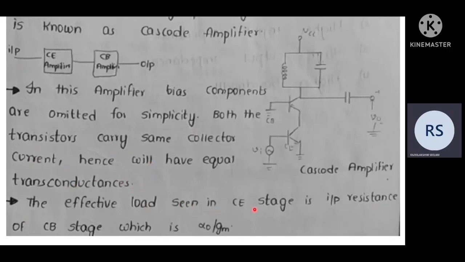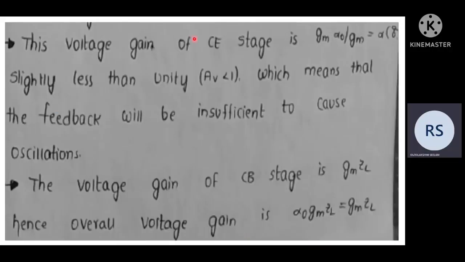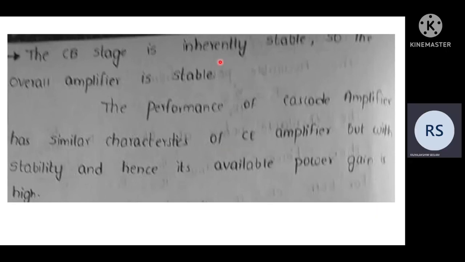The effective load seen by the CE stage is the input resistance of the CB stage, which is alpha naught by GM. So the voltage gain of the CE stage is GM times alpha naught by GM, which equals alpha, slightly less than unity. AV is less than 1, which means feedback will be insufficient to cause oscillations. The voltage gain of the CB stage is GM ZL. Hence the overall voltage gain is alpha naught into GM ZL, which equals GM ZL. The CB stage is inherently stable, so the overall amplifier is stable.